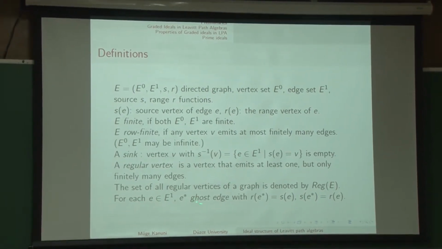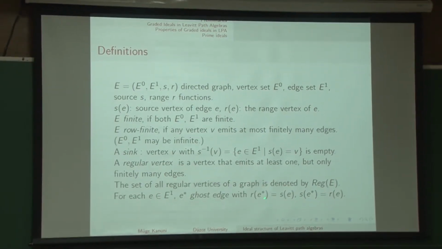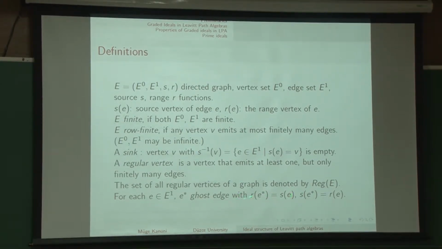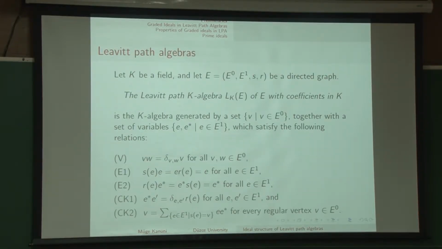For any edge e, we define e* to be the ghost edge, where you basically change the orientation. The range of e* is the source of e, and the source of e* is the range of e, as we have seen in the past. Let me remind you what the Leavitt path algebra is.